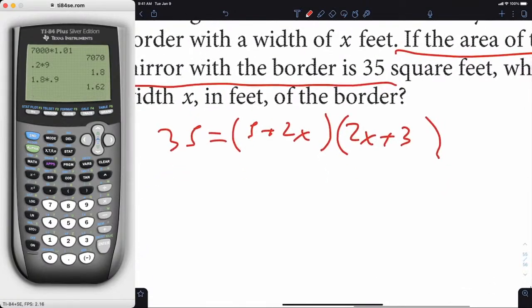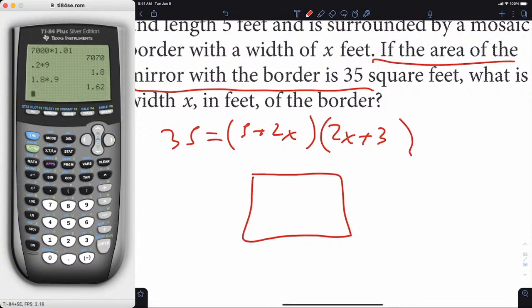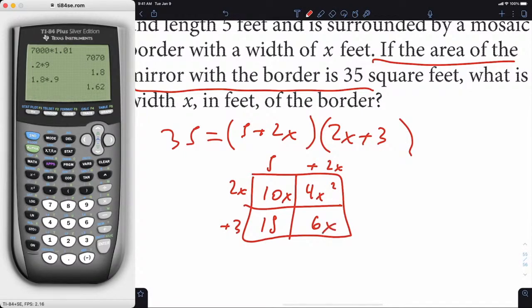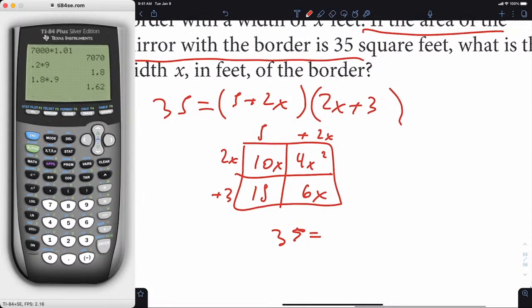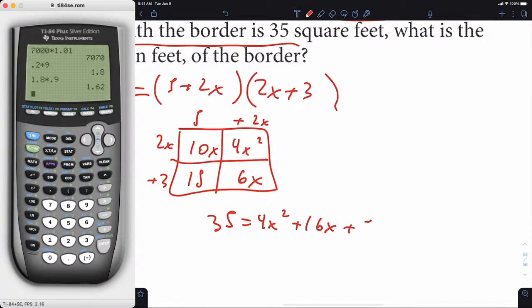Pretty tricky. I'm going to set up another area model just because I like to. 5 plus 2x and 2x plus 3. 2x times 5 is 10x. 5 times 3, I did 5 plus 3, it's 15. 2x times 2x is 4x squared, and 2x times 3 is 6x. Cool. So then 35 equals 4x squared plus 16x plus 15.